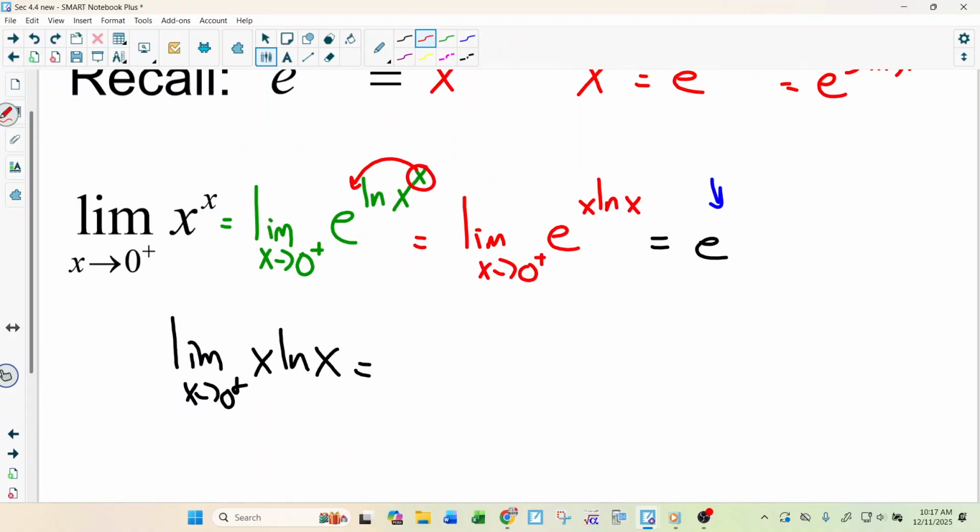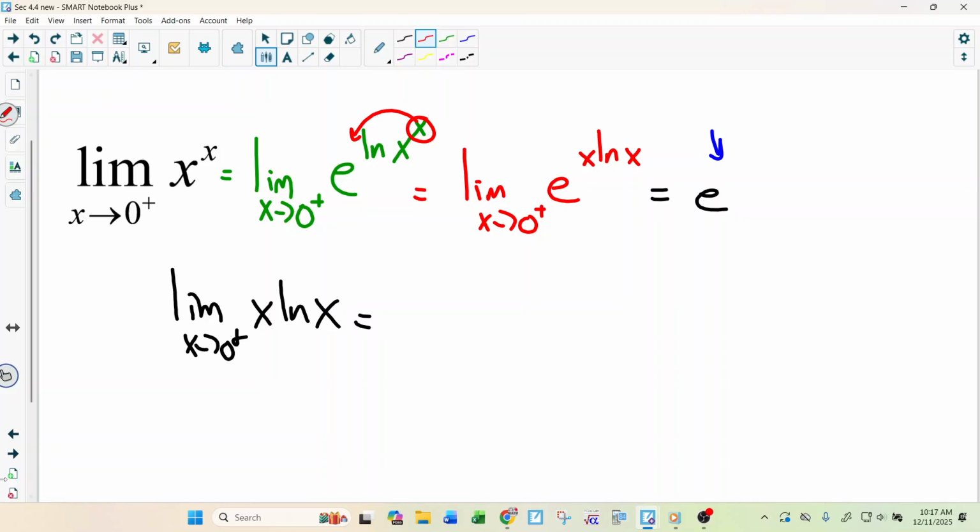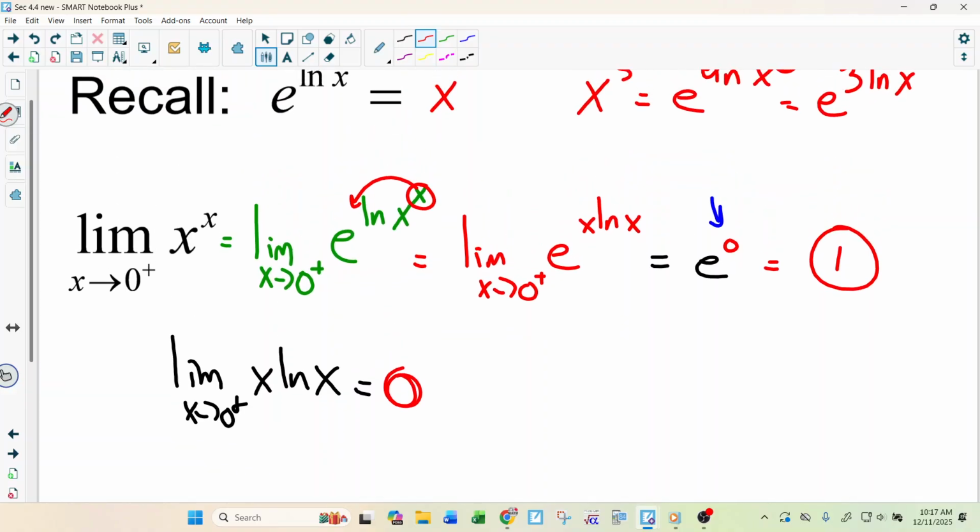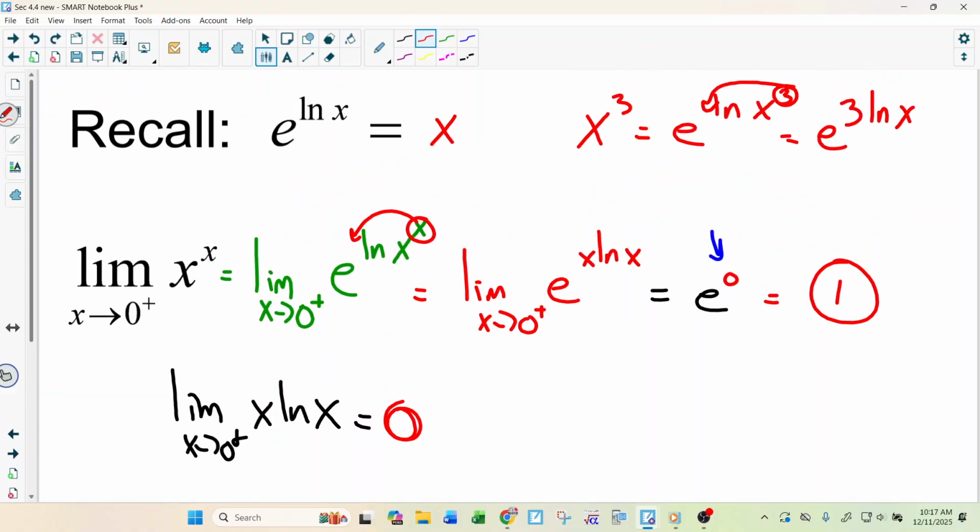Now, do we know what that is? What is it? 0. How do we know that's 0? That was the last one we just did. So this gives us 0. e to the 0 is equal to 1. So the limit of x to the x as x approaches 0 from the right is equal to 1.